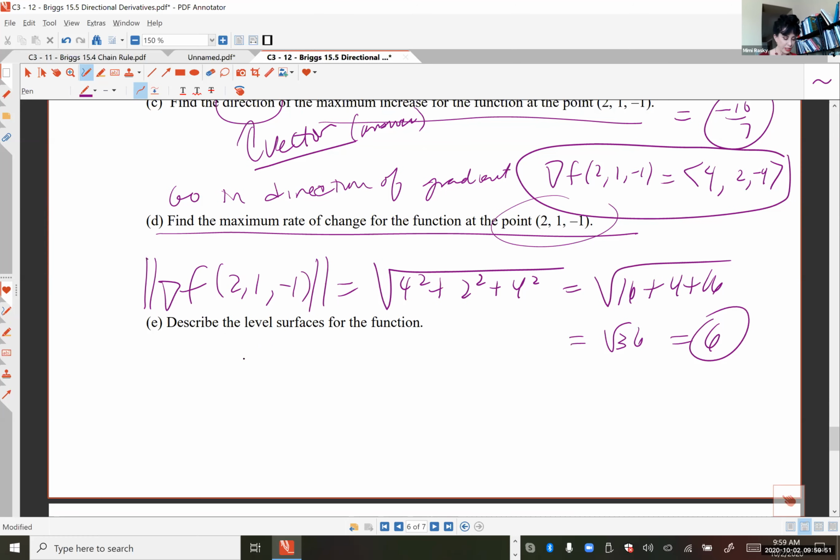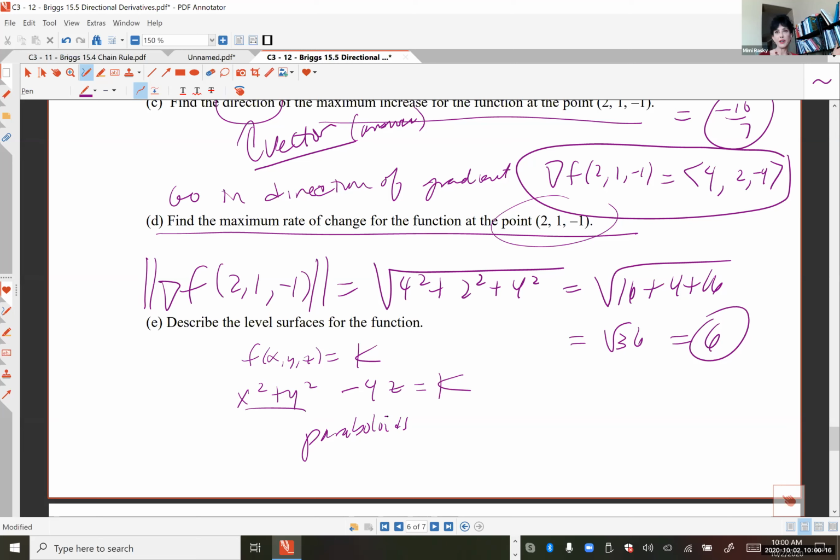And then describe the level surfaces for the function. Step 1 is set the function equal to some constant, I'll just call it k, and then examine that equation and see if it reminds you of any surface equation that you ran into from the past. Here we have x squared and y squared are positive, and if you move z to the other side, you end up with paraboloids. So the level surfaces are paraboloids.